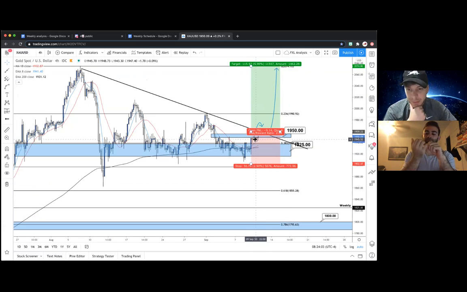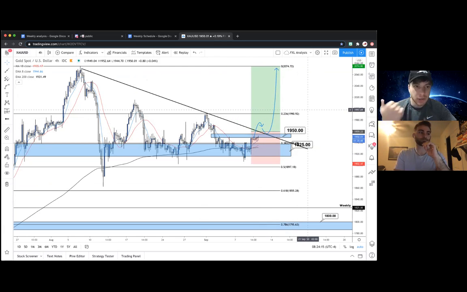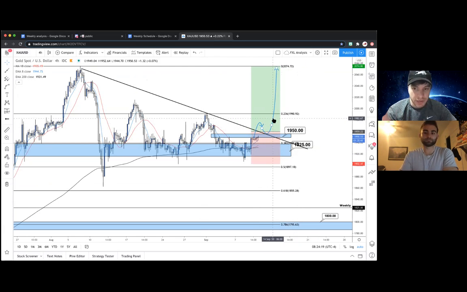So what needs to happen here is a break of this trend line, break of this lower time frame resistance in 1950, quick pullback, established higher low outside of the pattern and above 1950. And then we'll enter on bullish engulfing, morning star, any sort of bullish variation above this zone. That's what we're looking to enter on.